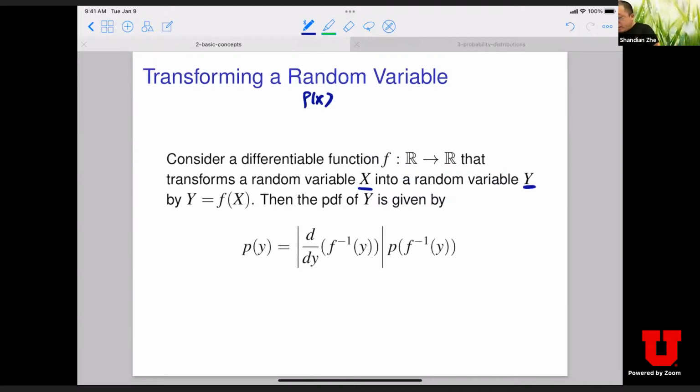There's a simple formula for this. If you want to compute the density of y, you just represent x in terms of y, which is why it's called f inverse of y, and plug it into the density function of x. And then multiply by the absolute value of the determinant of the Jacobian. So basically, this is the absolute value of the determinant of dx over dy.